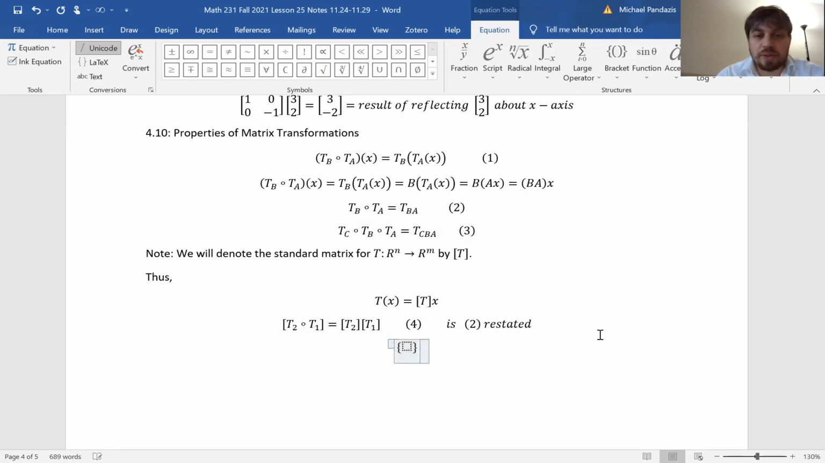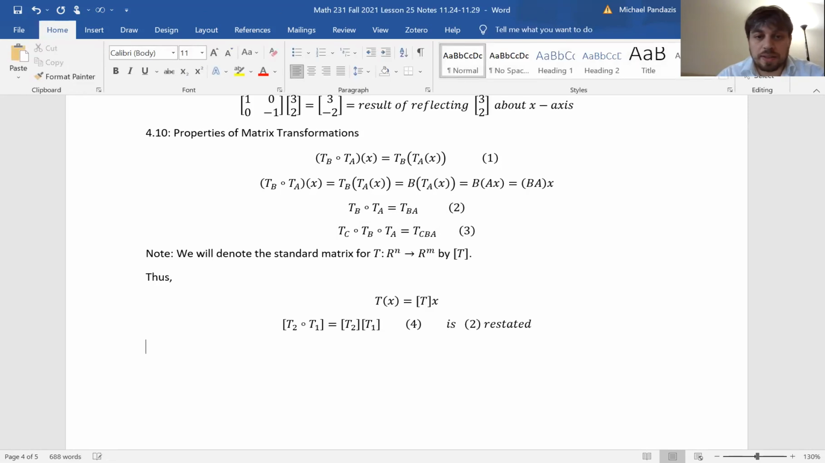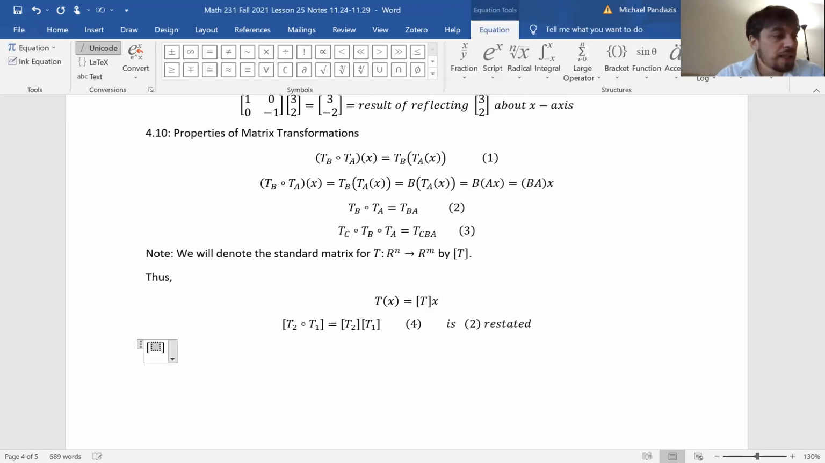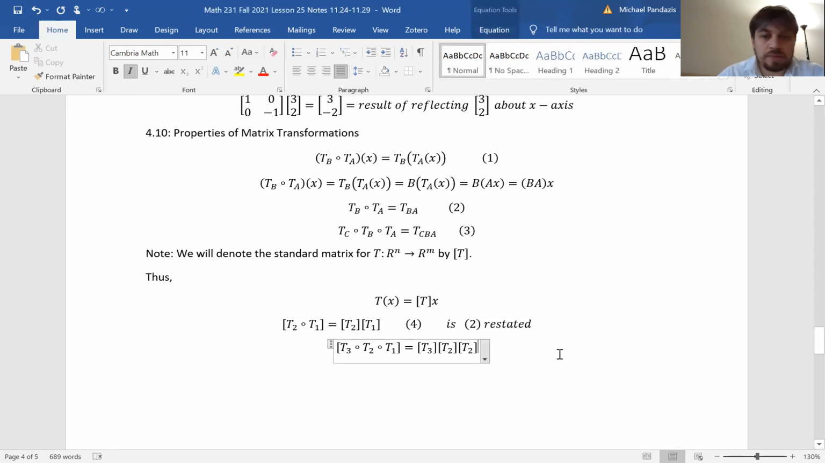And the standard matrix for T3 composed with T2 composed with T1 is equal to the standard matrix for T3 times the standard matrix for T2 times the standard matrix for T1. This is equation 5. And this is 3 restated.